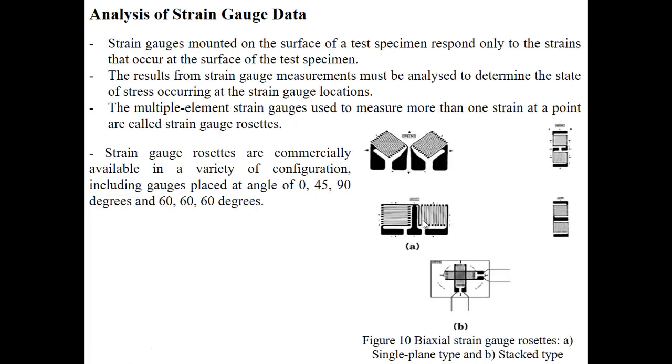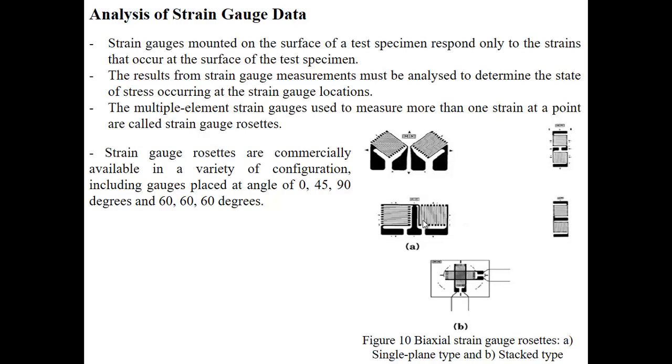Okay, now we want to learn how to analyze the strain gauge data. The strain gauge mounted on the surface of a specimen responds only to the strain that occurs at the surface of the test specimen, correct? The result from a strain gauge measurement must be analyzed to determine the state of stress occurring at the strain gauge location, correct? The multiple element strain gauge used to measure more than one strain at a point we call a strain gauge rosette.